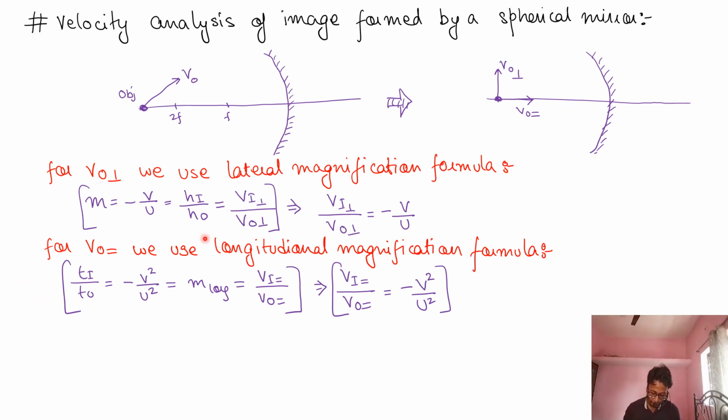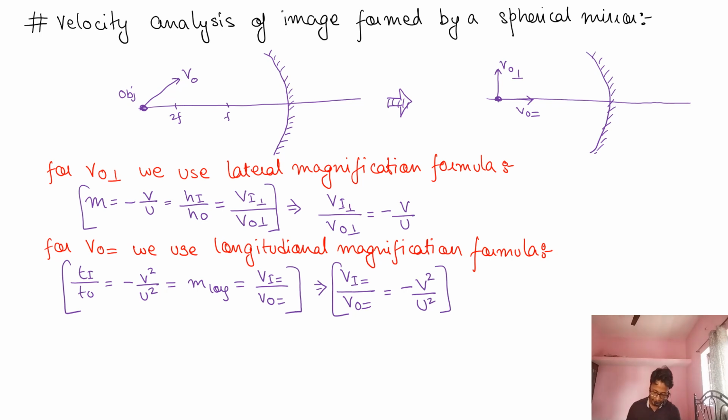For velocity perpendicular to the axis, or lateral velocity, use the lateral magnification formula where minus v by u is equal to height of image divided by height of object, which is equal to velocity of image perpendicular to the axis divided by velocity of object perpendicular to the axis. For velocity along the axis, we use longitudinal magnification. Thickness of image by thickness of object is equal to minus v square by u square, which is equal to velocity of image along the axis divided by velocity of object along the axis.